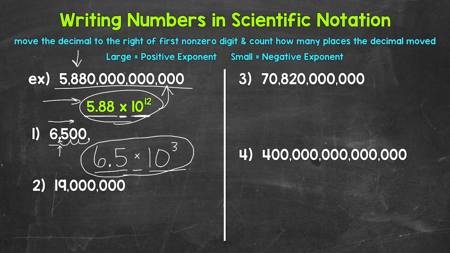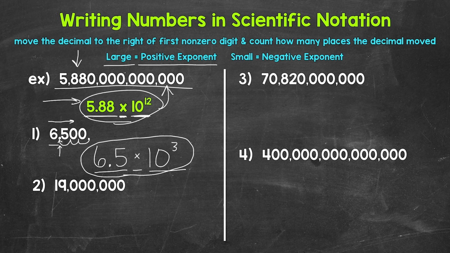Now, I do want to mention before moving on to number 2 that when we have scientific notation with a positive exponent, we are working with large numbers. When we have a negative exponent, we are working with really small numbers, and we will get to those next. Let's move on to number 2, where we have 19 million.